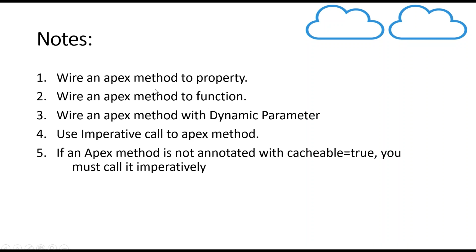So in this video, we have seen how we can wire an Apex method to a property or a function in JavaScript. Also, we can use a dynamic parameter along with the @wire Apex method. We can use the imperative way to call an Apex method, and also if we are using @wire to make an Apex call, then we must make the aura enabled method cacheable equal to true, right?